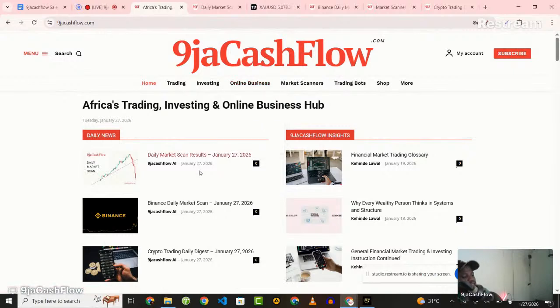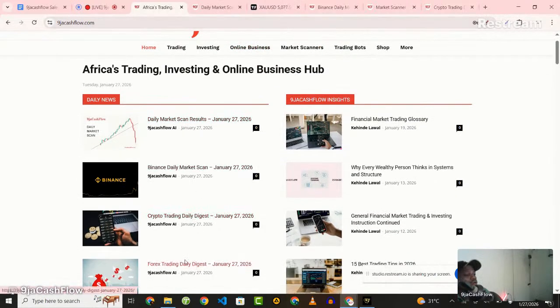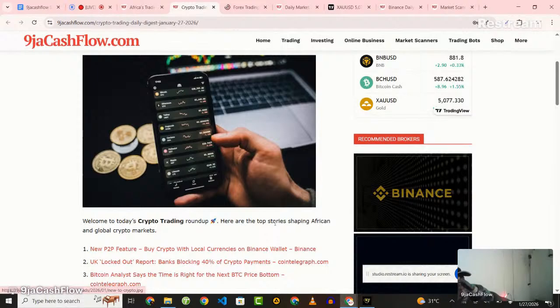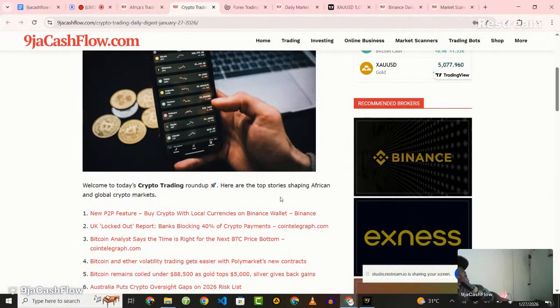Let's just check important news. Let's check crypto and forex. This is crypto news. So we now have a P2P feature on Binance Wallet. That's nice. In the UK, banks are blocking 40% of crypto payments. They said the time is right for the next BTC prime button. Okay.